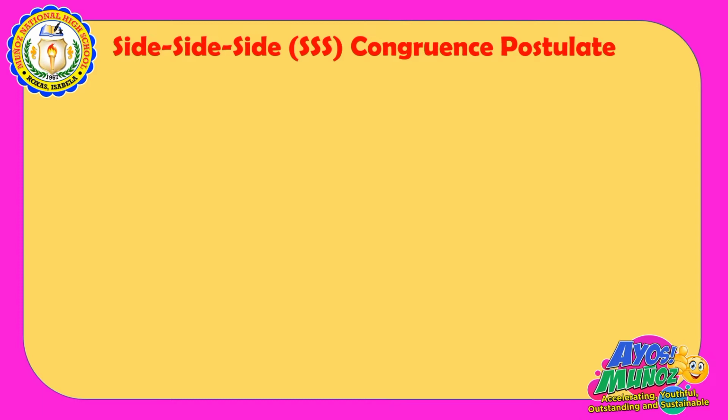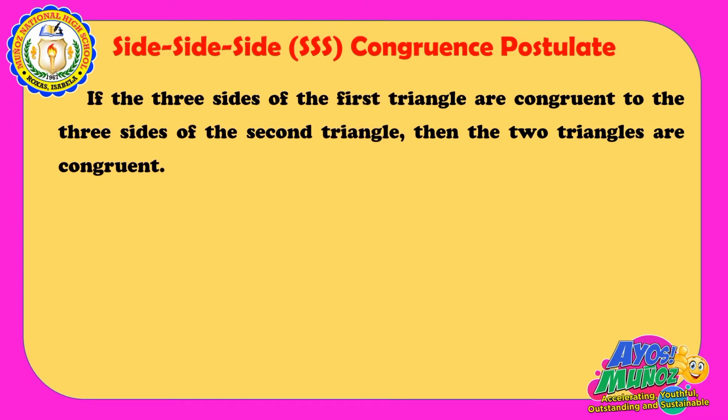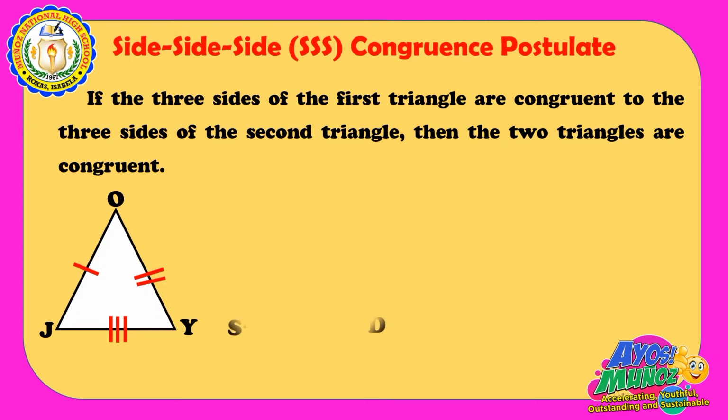What is the side, side, side congruence postulate? If the three sides of the first triangle are congruent to the three sides of the second triangle, then the two triangles are congruent. Example, we have triangle JOY and triangle SAB. Let us illustrate whether the two triangles are congruent to each other by the SSS congruence postulate.